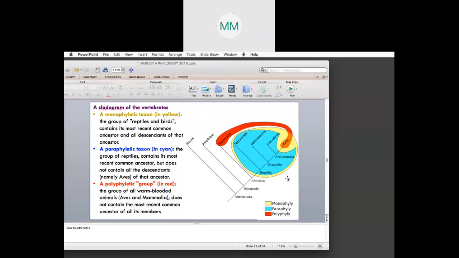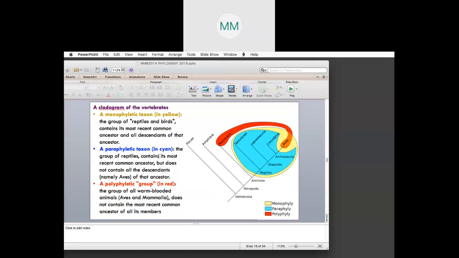So if you start here, all these can be considered monophyletic. But if you go further down, you want to see how more related the organisms are. So you're going to get a little bit different lah here. The one in yellow, if you include all this, is the group of reptiles and birds that contains its most recent common ancestor and all of the descendants of the ancestor. So the ancestor at this point, they were all amniota, meaning to say that they had the character of amniotics. They have an amnion, all right? So all these are still found in that.